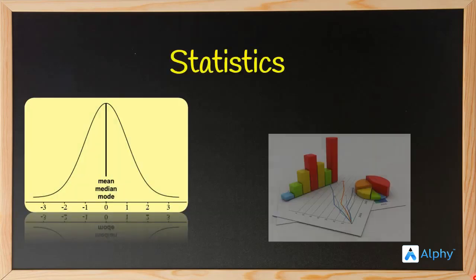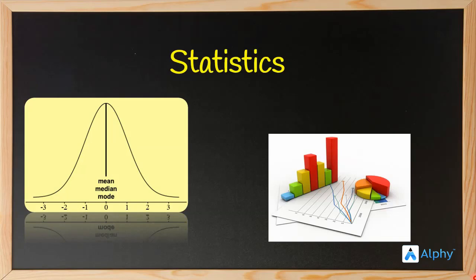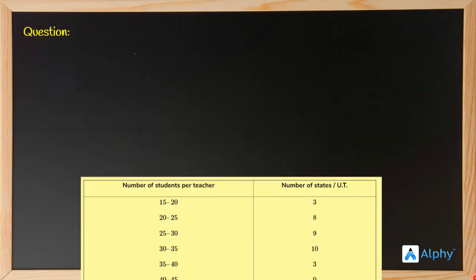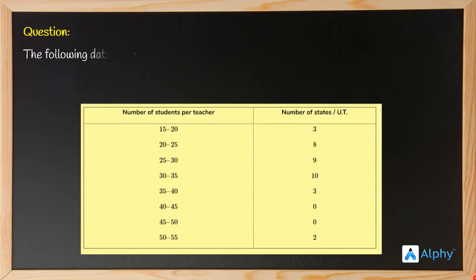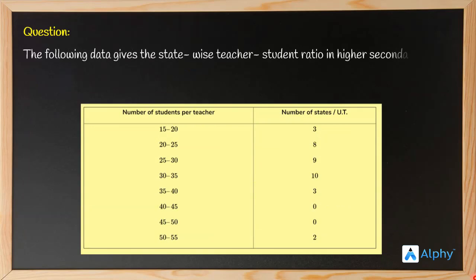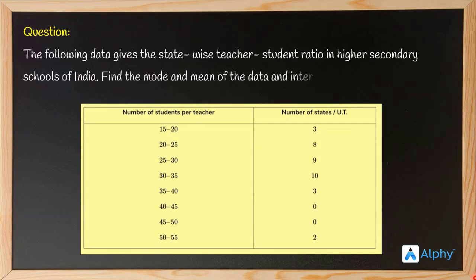Everyone. In this video, we'll be discussing a question which is based on statistics. Let's have a look at the question. The following data gives the state-wise teacher-student ratio in higher secondary schools of India. Find the mode and mean of the data and interpret the two.